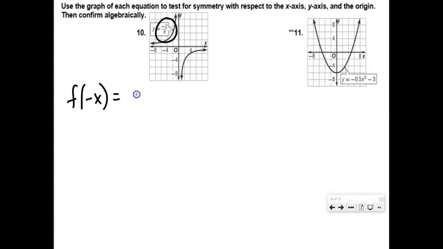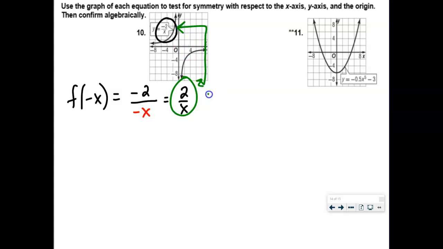So here's your function. Instead of over x, we'll call it over negative x. Y'all simplify that for me. That becomes a positive 2 over x. So can you please compare that to the original? Well, they're clearly not the same, so good call on not calling it even.